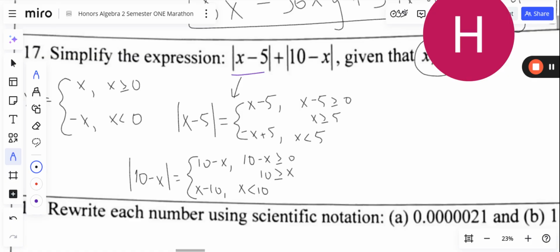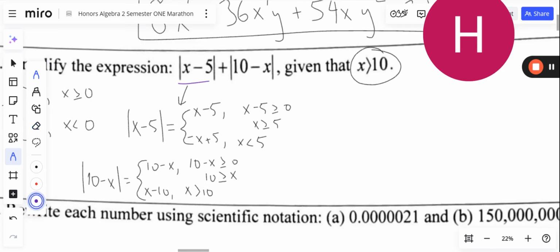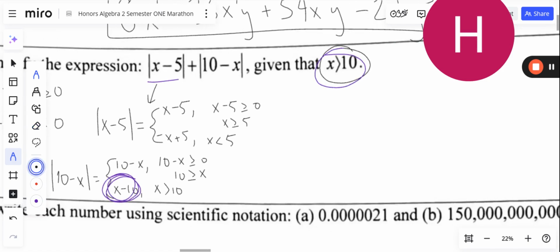I think I might have that flipped for some reason. Whenever the inside is positive, that means x is smaller than 10. Ah, yeah, okay, so this is what's flipped. This should be x greater than 10. Got it. So we have x is greater than 10, which means we're going to be using this definition of it. So this expression just turns into x minus 5, because we're satisfying this condition that x is greater than 10, therefore it's greater than 5.